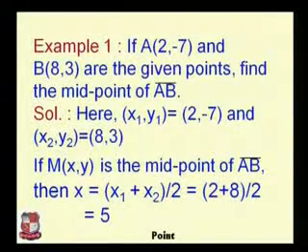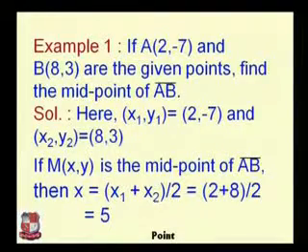Let us see the examples. Example 1. If A(2, minus 7) and B(8, 3) are the given points, find the midpoint of AB. Now here (x1, y1) is equal to (2, minus 7) and (x2, y2) is equal to (8, 3). In this example we have to find out the midpoint of AB.